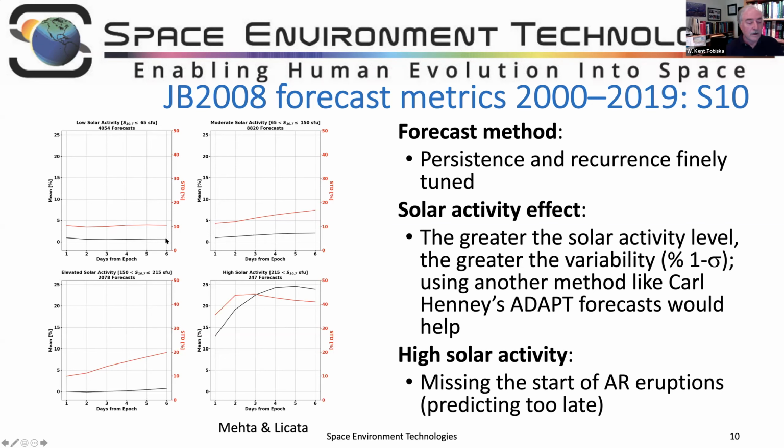We're down at a percent or two. However, during high activity, our uncertainties go up substantially, up to about 25% out at 6 days. We do a 6-day forecast with this methodology.